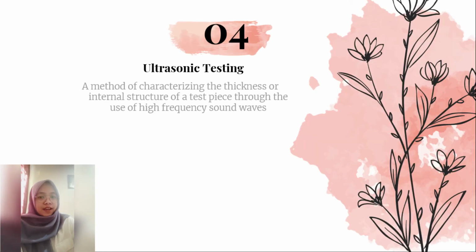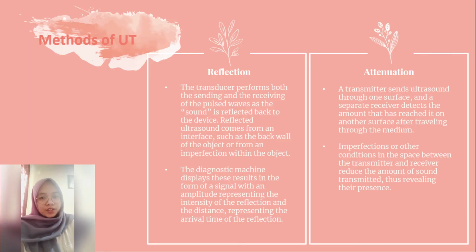Another method of NDT is ultrasonic testing. This is a method of characterizing the thickness or internal structure of a test piece through the use of high-frequency sound waves. Of the methods of UT, we have 2. First is reflection. The transducer performs both the sending and the receiving of the pulse wave as the sound is reflected back to the device.